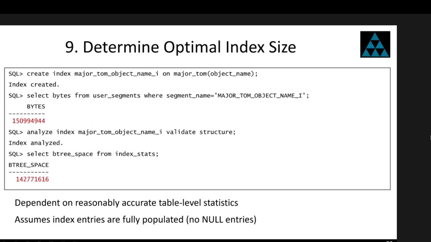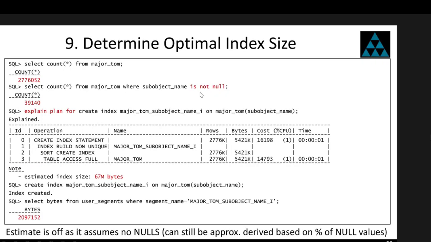Now, I've got another column, which is subject object name, which has got lots of nulls. Now, this estimate is not so good. So I'm going to say, what's the size of this? Oracle says 67 meg, and in actual fact, it's about 2 meg. Why? When it does its estimate, Oracle assumes every index entry is populated. But if you've got lots of nulls, those nulls don't live inside the index. So Oracle can overestimate this.